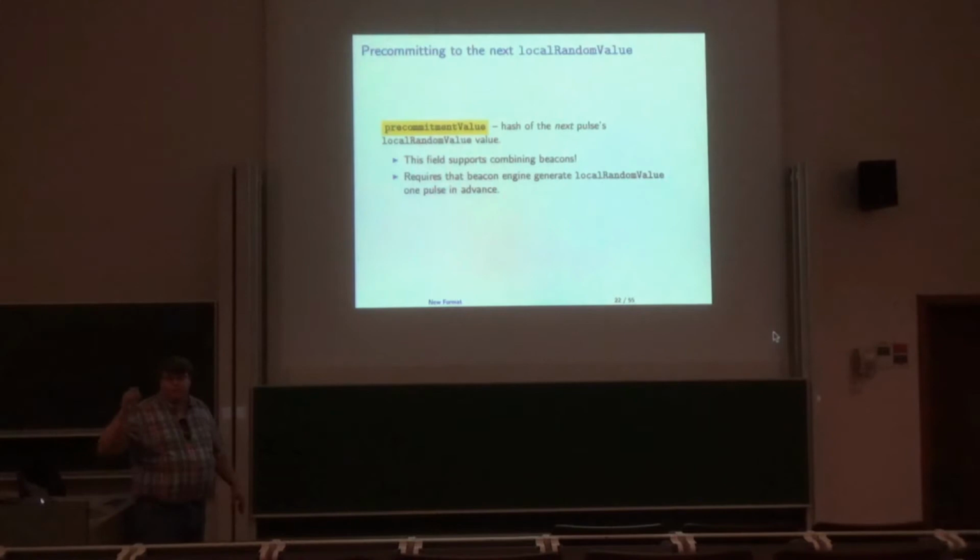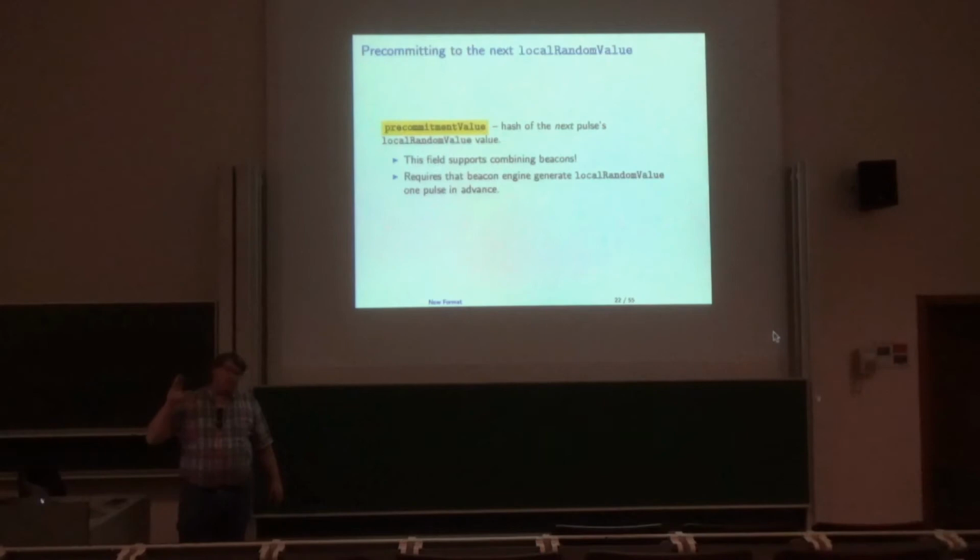And the reason we have this is to support combining beacons, right? Combining pulses from two or three different beacons. And I'm going to talk about that a little later, so I'm not going to go into a whole lot of detail, but this requires that the beacon generate a pulse 1 minute in advance so that it knows the next random number. Okay. And that doesn't violate the security requirement. The security requirement is that the beacon promises not to release the pulse until the time scan. So it's okay for it to know it a minute in advance as long as it doesn't release it.